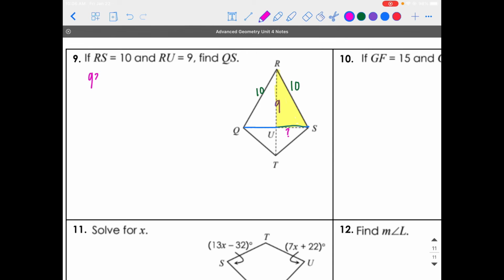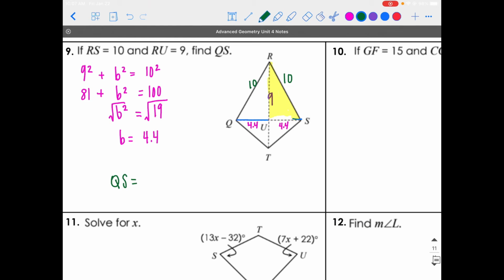But since QU and US are the same, whatever I get in Pythagorean theorem, I can just multiply by 2. So 9 squared plus B squared equals 10 squared. That's 81 plus B squared equals 100. Subtracting 81 from both sides gives me B squared equals 19. Then when I take the square root, B equals 4.4, which means that US is 4.4 and QU is 4.4. So QS is 8.8.